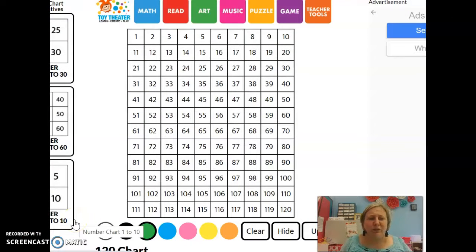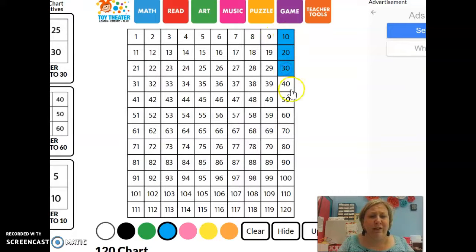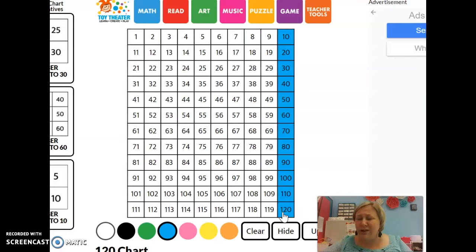Here's a basic 120 chart, and I want us to skip count by 10s all the way up to 120. You ready? Let's do it together. 10, 20, oh, I don't hear you. 30, 40, 50, 60, 70, 80, 90, 100, 110, 120. What's going to be next? That's right, 130. You guys are so smart. You've got the skip counting down.